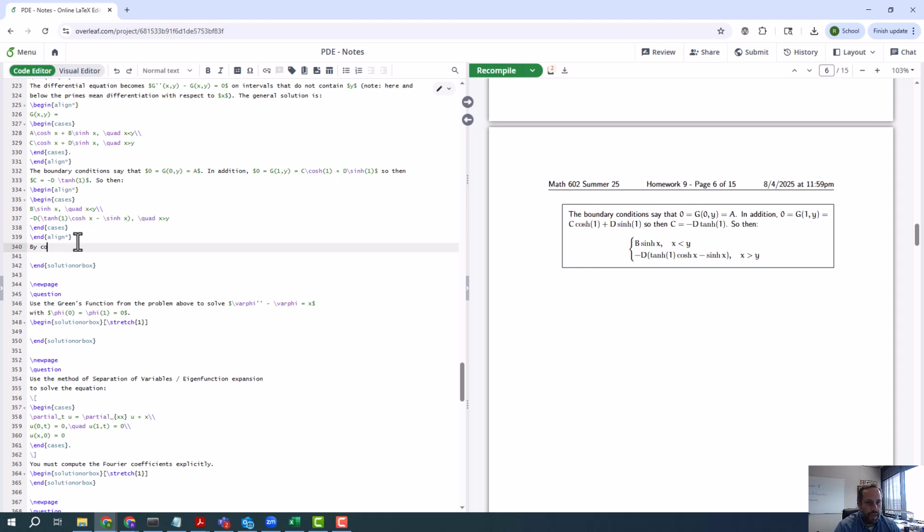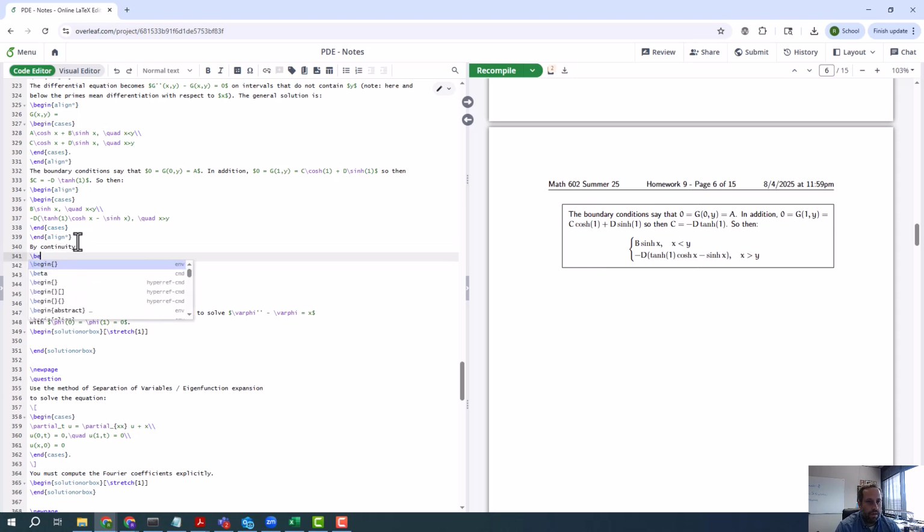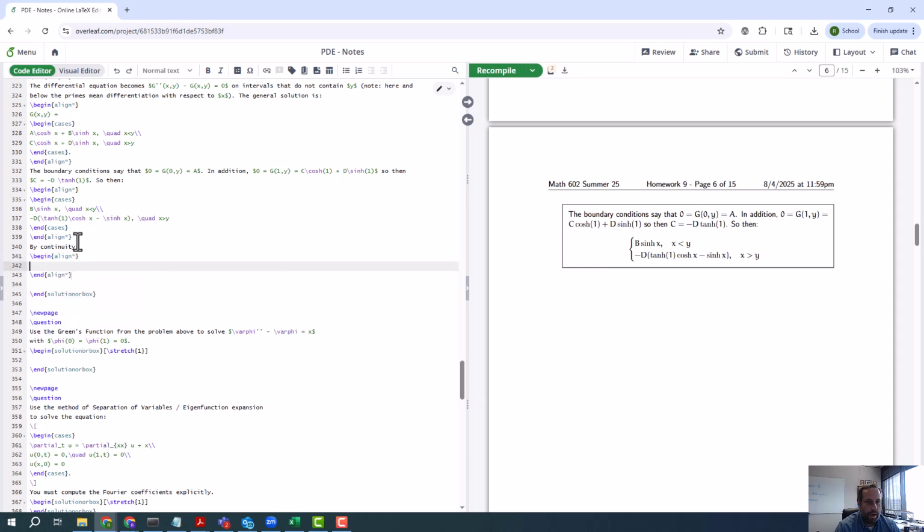So by continuity, we have to see that b sinh y has to be equal to this when we plug in x is equal to y. So b sinh y has to be equal to minus d times tanh of 1 cosh y minus sinh y.